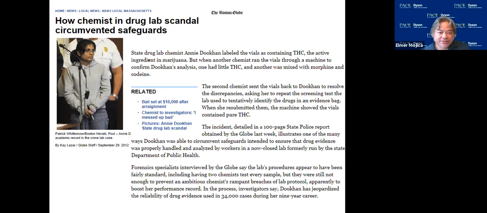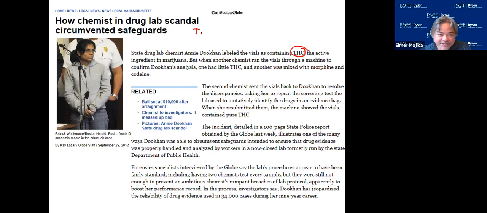So what she did is, whenever he did the analysis, he always made sure that it was above the level for conviction. Usually, if you have a drug case, it's always on the amount. So I think the greater the amount, the harsher the sentence. So what happened? It says here they're trying to look at the ones that contain THC.